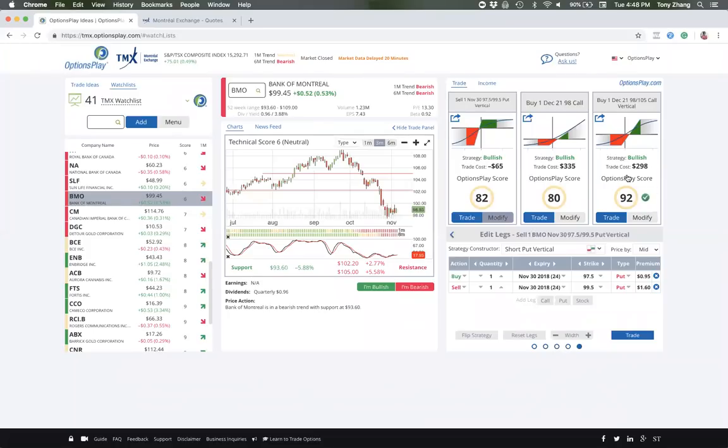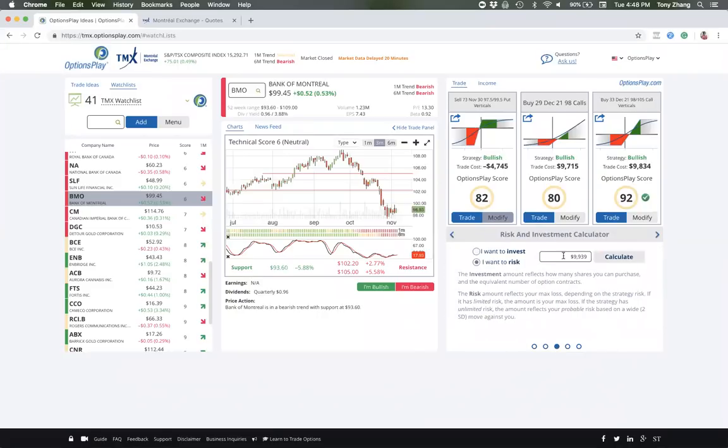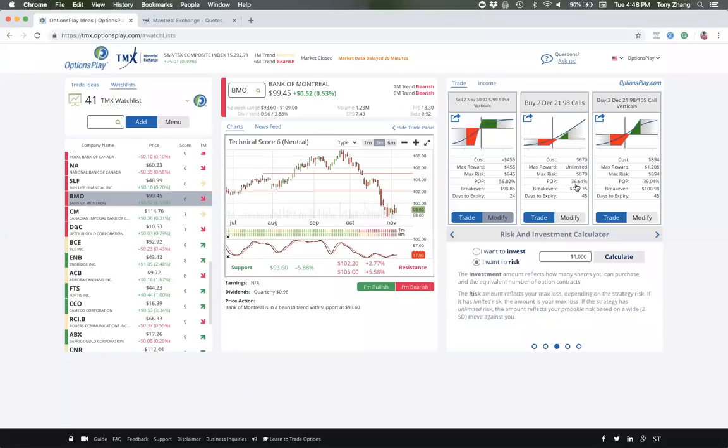Now, in order to compare these 3 strategies apples to apples, what I'm going to do is I'm going to say I want to risk, let's say, $2,000 or maybe $1,000 on this trade. Just so I'm comparing everything apples to apples. As you can see here, now my max risk here is roughly about $1,000. Let's do a little more than $1,000. Let's do $1,200.